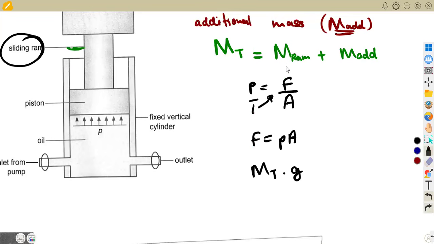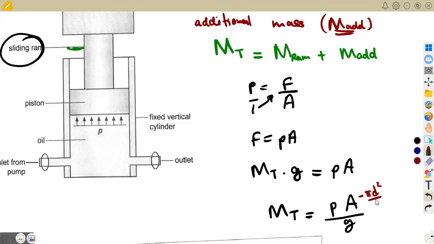So the additional mass is already there, it's added. So meaning to say the mass that is inside here, there are two masses that we have, the additional and the mass of the RAM, together they are inside this. All right, so this is equal to PA. So we can calculate this by dividing by the gravitational acceleration. So it follows that the total mass is going to be taken from the pressure times the area over the gravitational acceleration. And we know that area is simply taken from pi d squared over 4, depending on where you are given the full information. But that is the idea in this case.